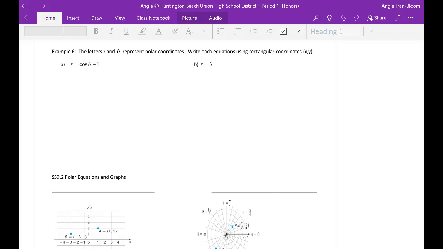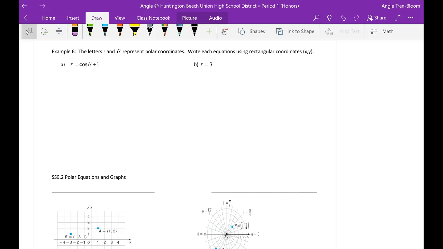Hi class, this video is for 9.1 example 6. Example 6, the letters r and theta represent polar coordinates. Write each equation using rectangular coordinates, which is x comma y, okay?